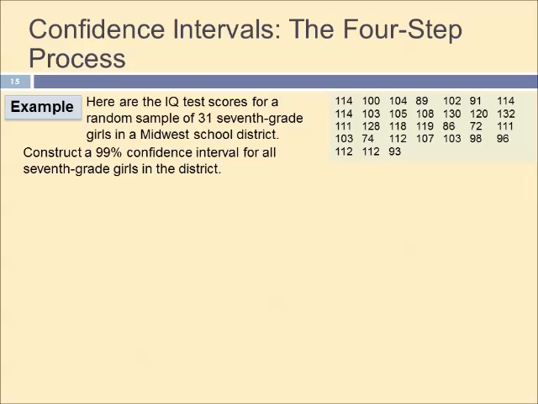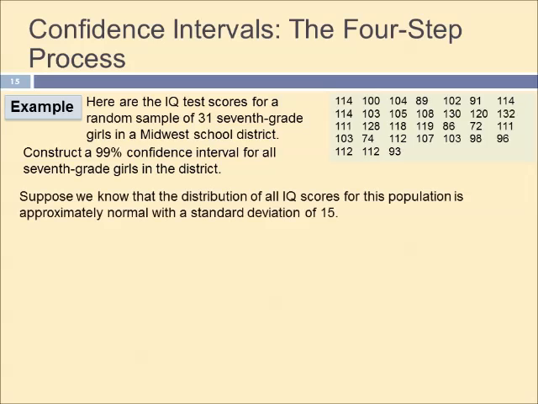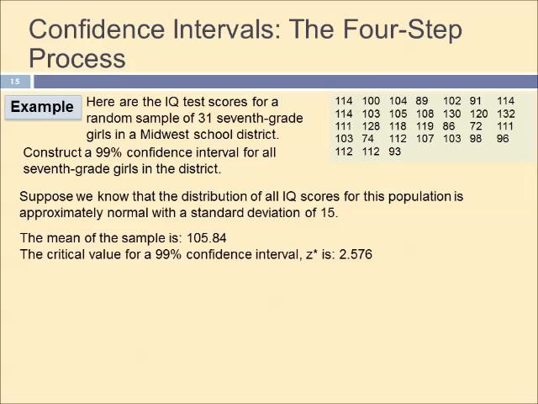So here are the IQ test scores for a random sample of 31 7th grade girls in a Midwest school district. And we want to construct a 99% confidence interval for all 7th grade girls in the district. So suppose we know that the distribution of all IQ scores for this population is approximately normal with a standard deviation of 15. The mean of this sample here is 105.84. The critical value for a 99% confidence interval is 2.576.